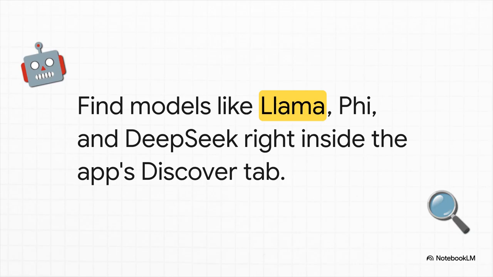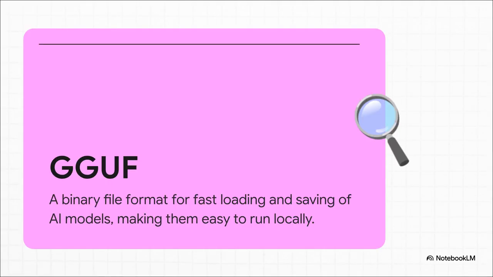Models from Llama, Phi, DeepSeek, they're all right there, inside that Discover tab, waiting for you. Now, as you're downloading these models, you're going to see files with this weird extension, GGUF. Don't let that acronym scare you. Seriously, all you need to know is that GGUF is a special file format. It's designed to make these huge AI models load up really fast and run super efficiently, even on a regular desktop or laptop. It's what makes this whole thing possible.